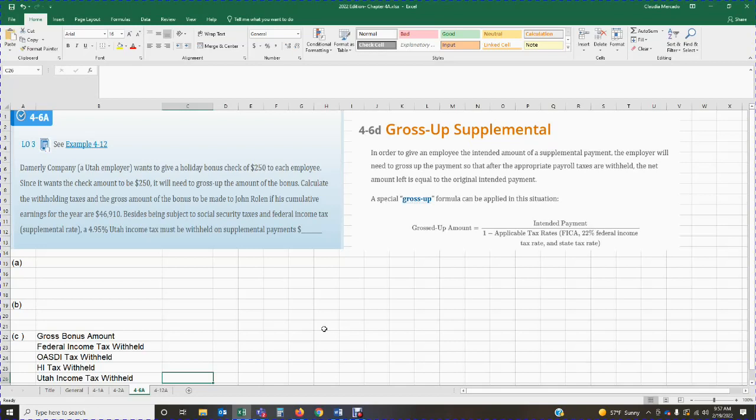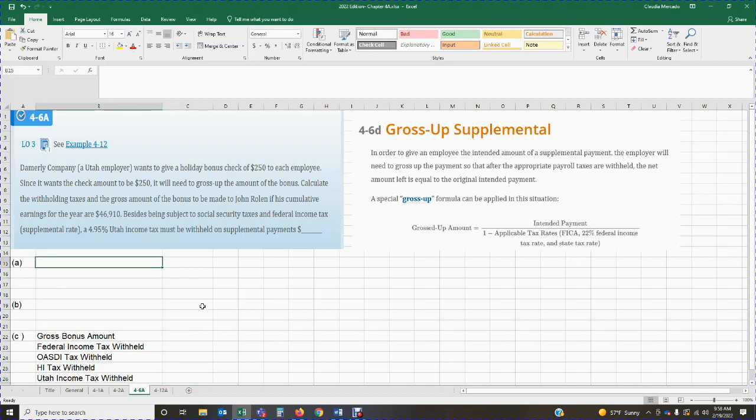Besides being subject to Social Security taxes and federal income tax at the supplemental rate, a 4.9% Utah income tax must be withheld on the supplemental payment. Now in your textbook, you are going to locate the gross up formula. Basically, under this section, it says that in order to give an employee the intended amount of a supplemental payment, the employer will need to gross up the amount so that after the appropriate payroll taxes are withheld, the net amount left is equal to the original intended amount. In this case, the intended amount of that check needs to be $250. This is the formula we're going to follow. The grossed up amount is equal to the intended payment divided by 1 minus all of the applicable tax rates. We have FICA, the 22% federal income tax rate, and the state tax rate.